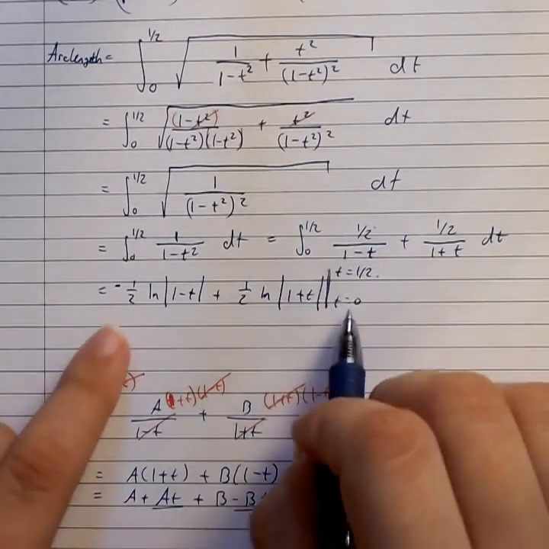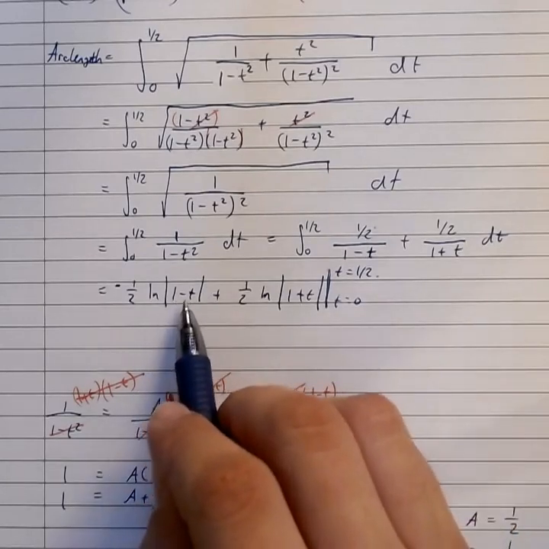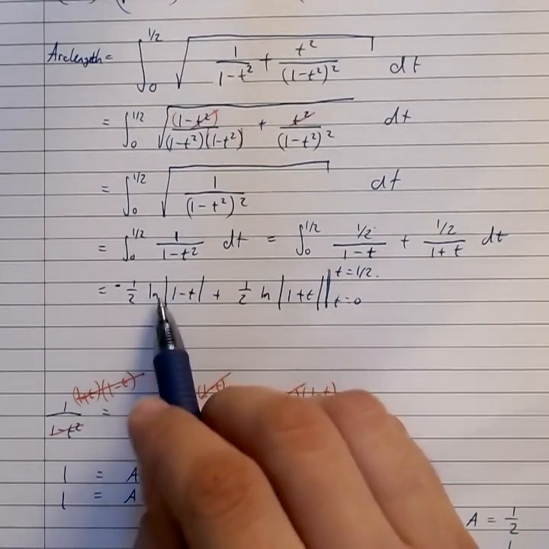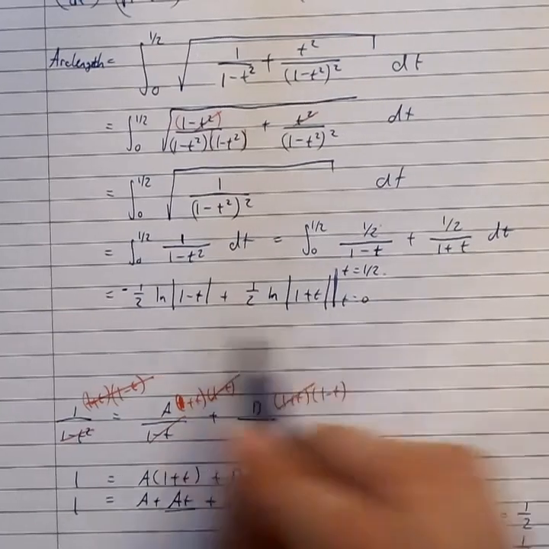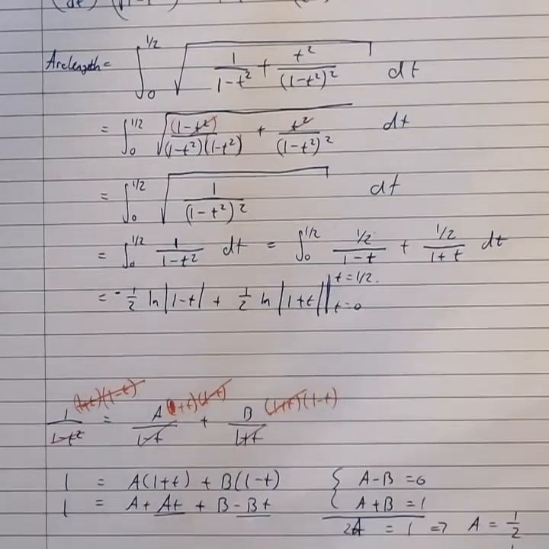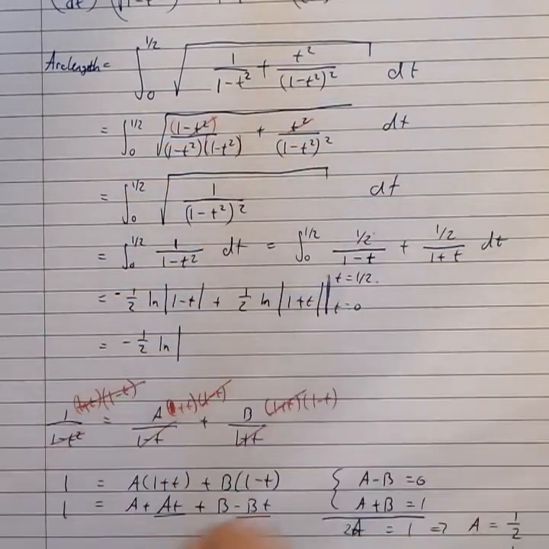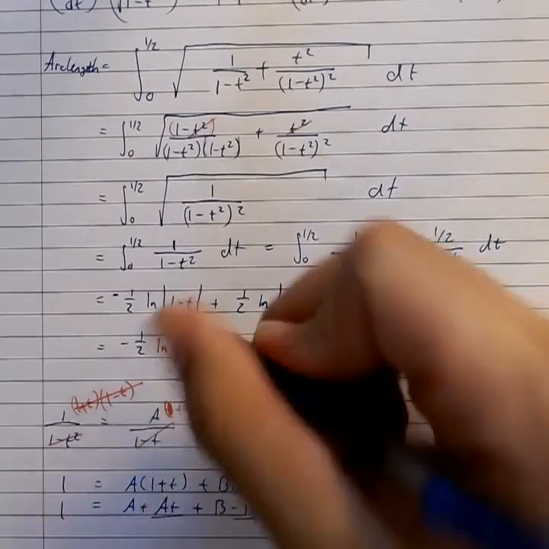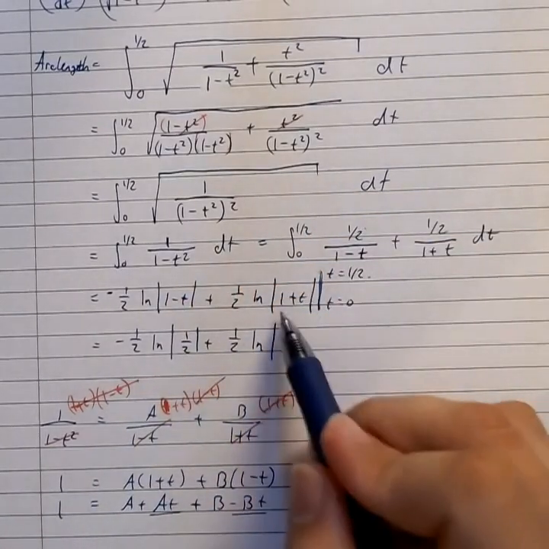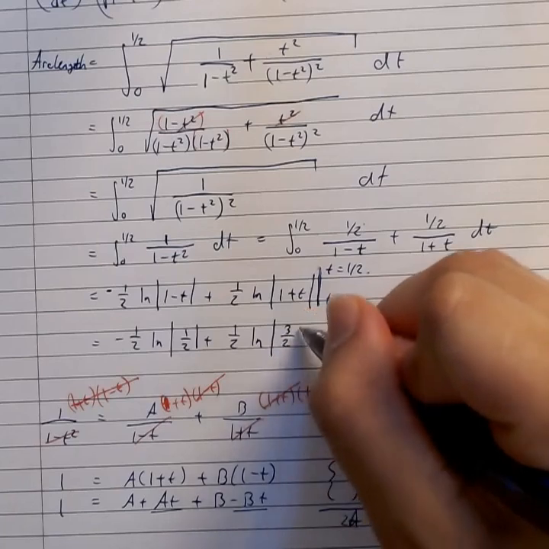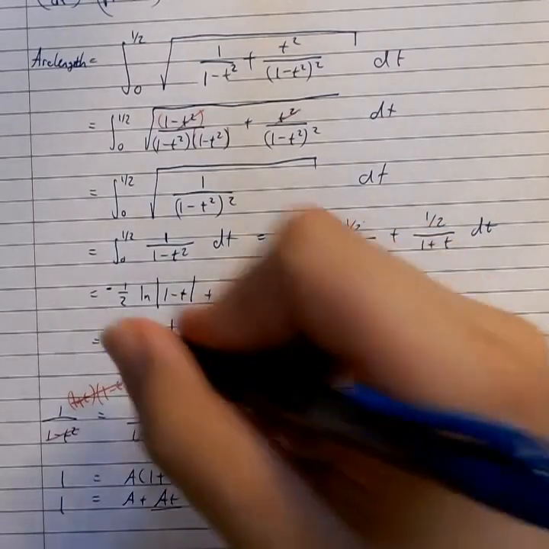All right. If t is equal to 0, notice that none of this is anything. If t is equal to 0, 1 minus 0 is 1, and the natural log of 1 is 0. And same thing over here. 1 plus 0 is 1, and the natural log of 1 is 0. So here the 0 makes everything 0. So all that really matters is plugging in the 1/2. So this will give us negative 1/2 natural log of the absolute value of 1 minus 1/2, which is 1/2. Plus 1/2 times the natural log of the absolute value of 1 plus 1/2, which is 3/2. And there we go. This would be our result.